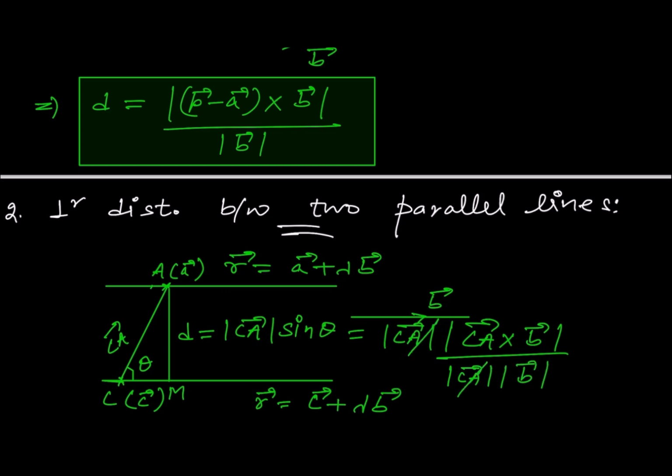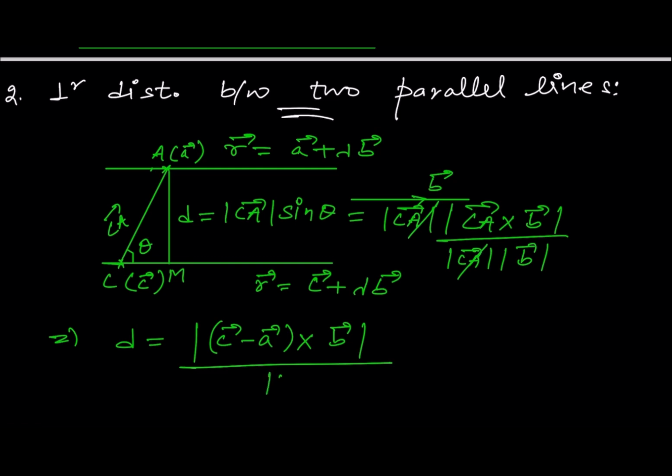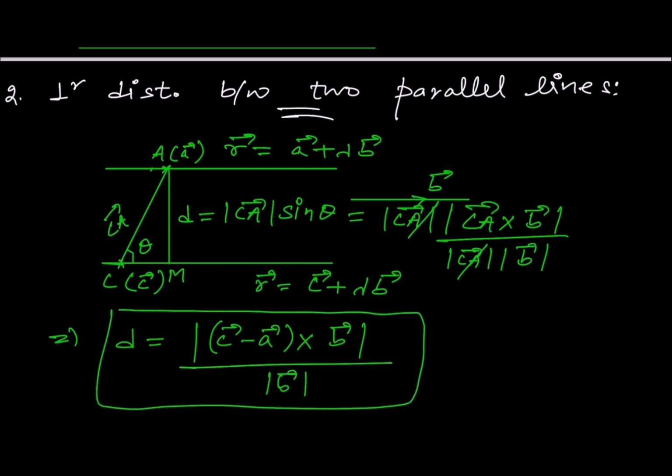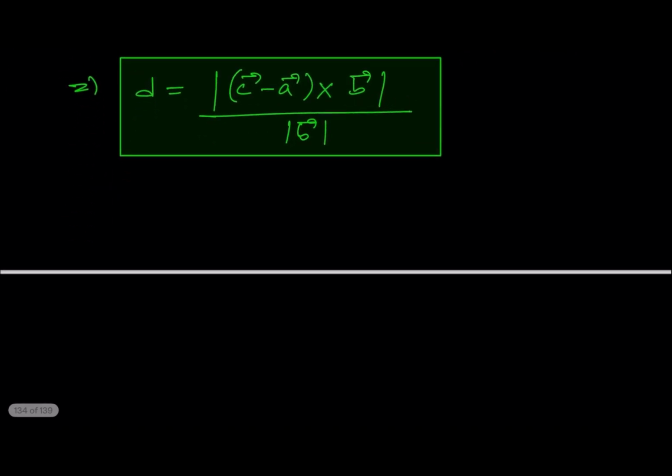CA vector, mod of CA vector cancel out. So D will become mod of C minus A cross B by mod of B. Okay. Now this is the required perpendicular distance between two parallel lines. Now let us take a question.